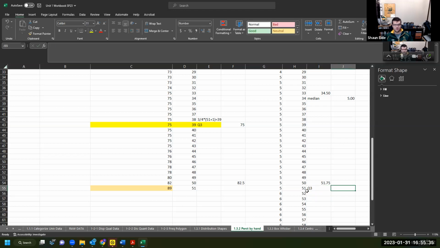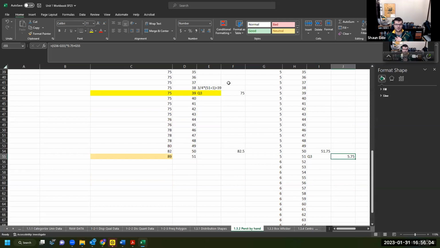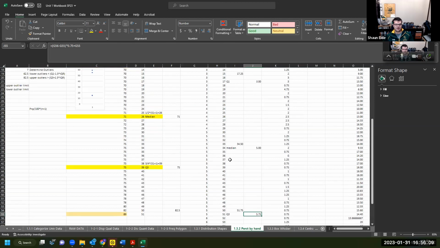And Q3, once again, what we're going to do is equals 6 minus 5 multiplied by the remainder, which is 0.75, plus the value, the 51st value, which is 5. And so the Q3 value is 5.75, which splits Q3, so this is technically Q3, and then this would be Q4.